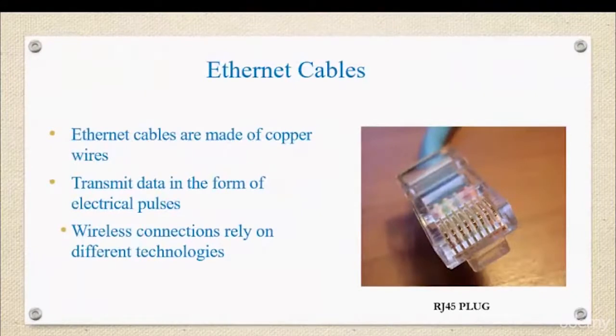Ethernet cables are made up of copper wires, and they transmit data in the form of electrical pulses. Now, wireless communication, in contrast, relies on an entirely different technology, radio signals, right? Now, as I said, copper cables transmit data in the form of electrical pulses. So if there's a pulse, then that might represent a state called on, and no pulse then represents a state called off. And we normally say that a pulse will be represented by a 1, and no pulse will be represented by a 0, right? And this is called binary. You'll learn more about this as you learn more about networking.